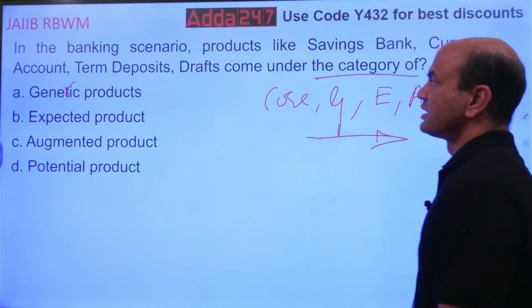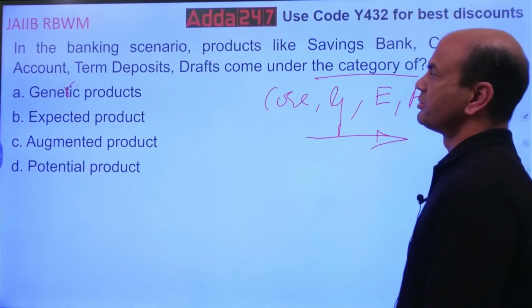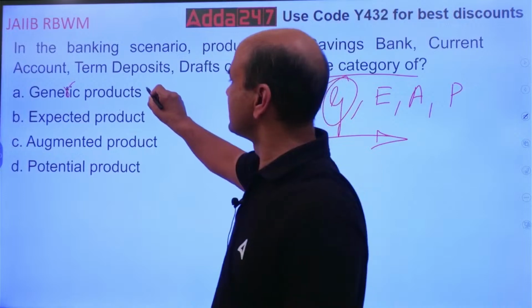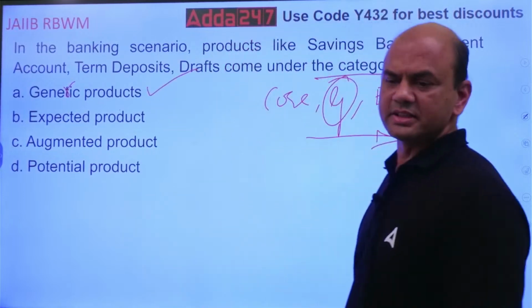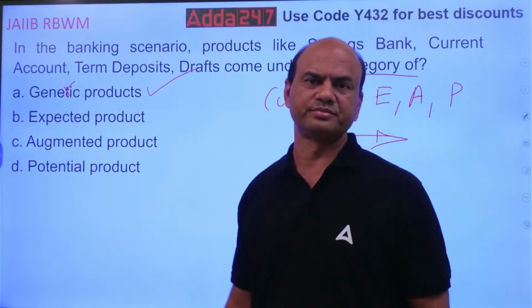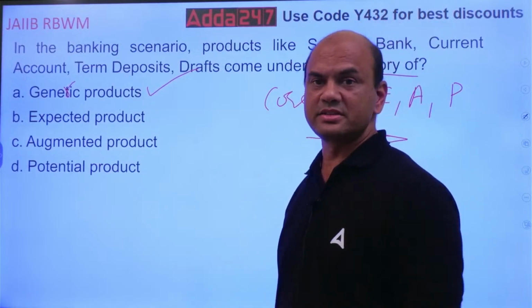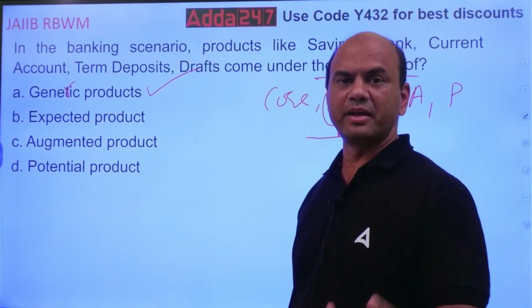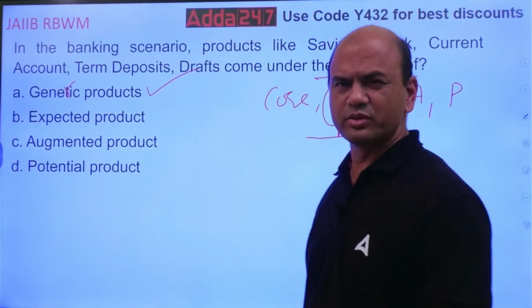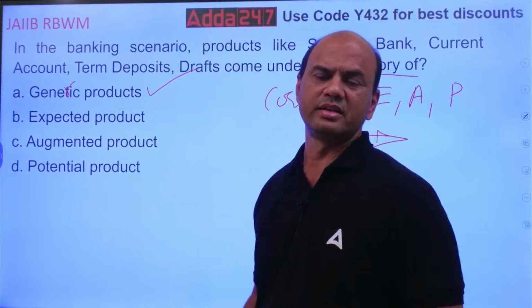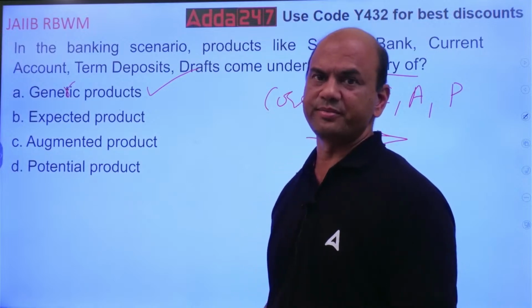So, savings, FD, term, drafts, these are generic products. So this is the answer, generic products. Generic means what? It is common everywhere. Generic medicines, isn't it? Same. They don't have a brand name. That's the whole fight going on right now, right? The generic and the branded.